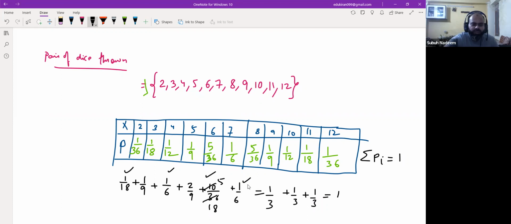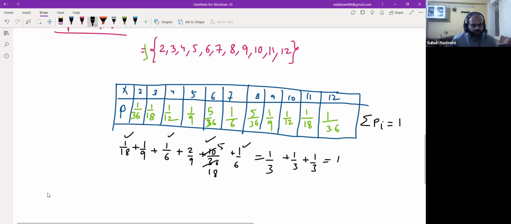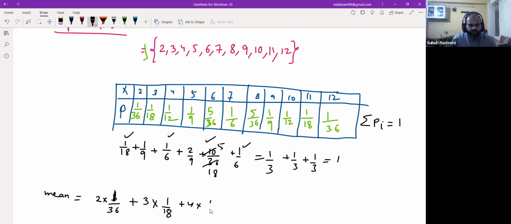Now, if it is asked what the mean is, simply we will multiply 2 with 1 by 36. I'm not doing the calculation here. I'm just trying to explain another case also, because we took only one example. 4 into 1 by 12 and so on, 12 into 1 by 36. So this will be the mean. So these things we have to know in this random variable and probability distribution. Variance is not in the syllabus, so we don't have to do that.